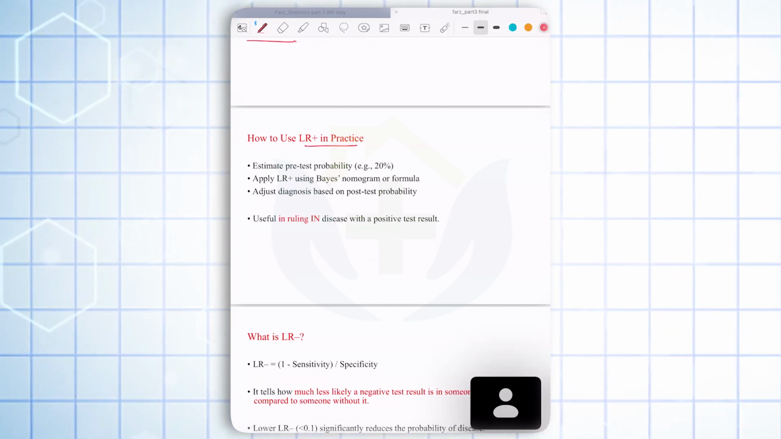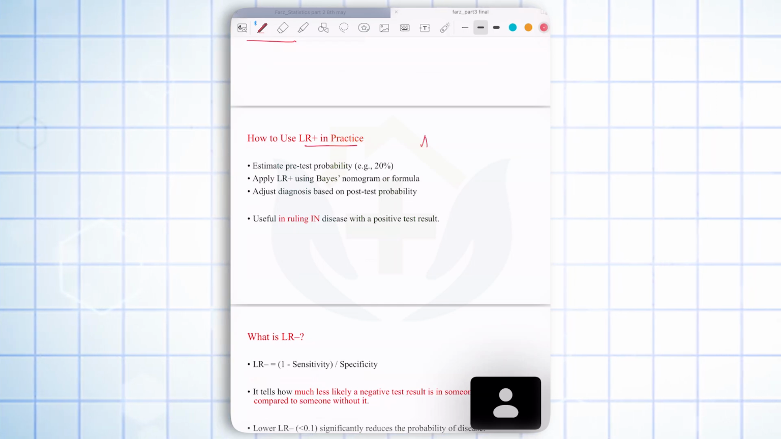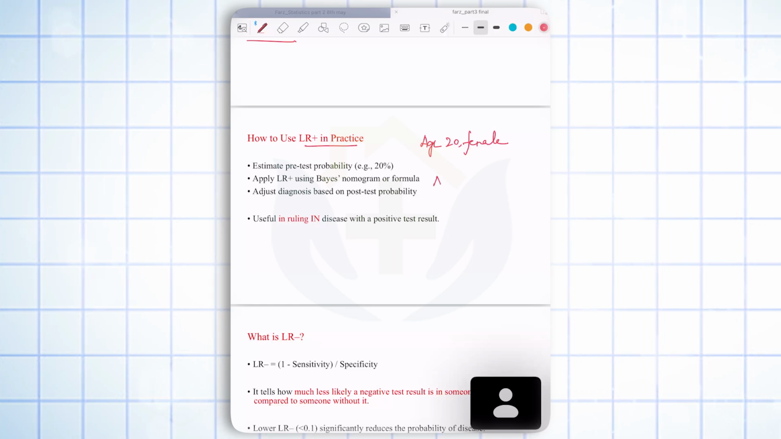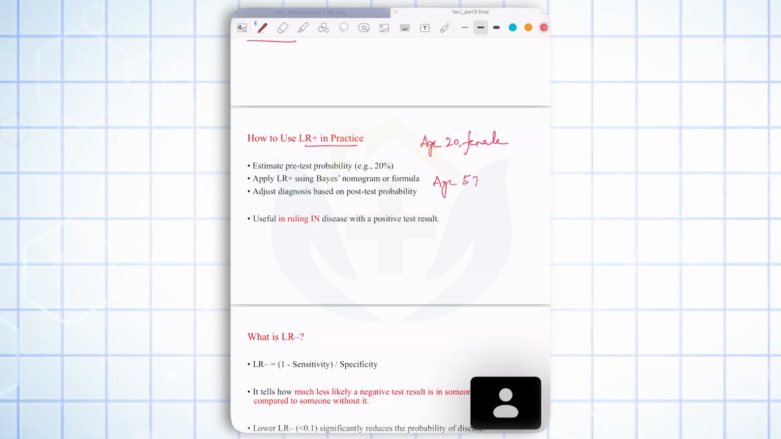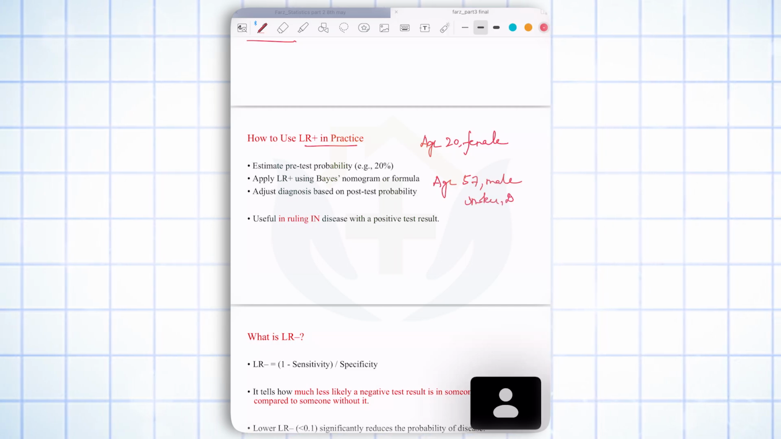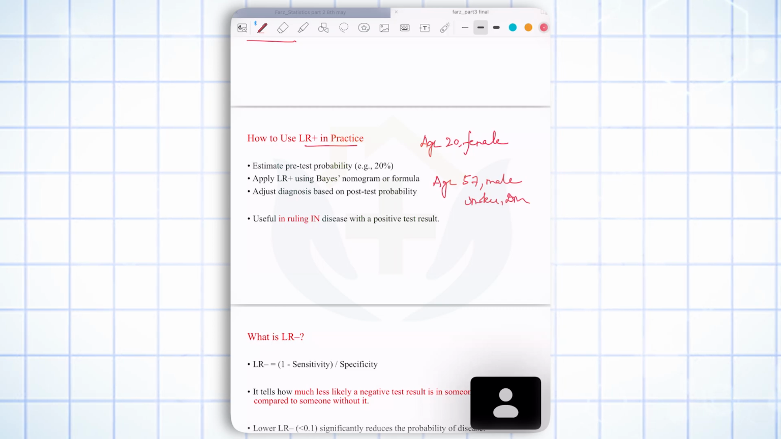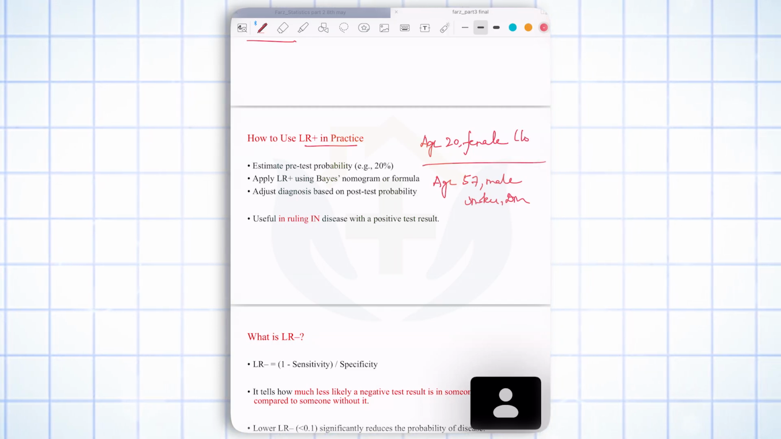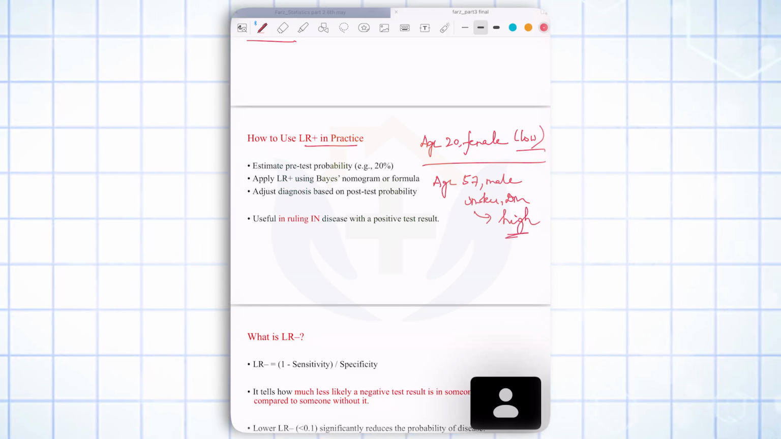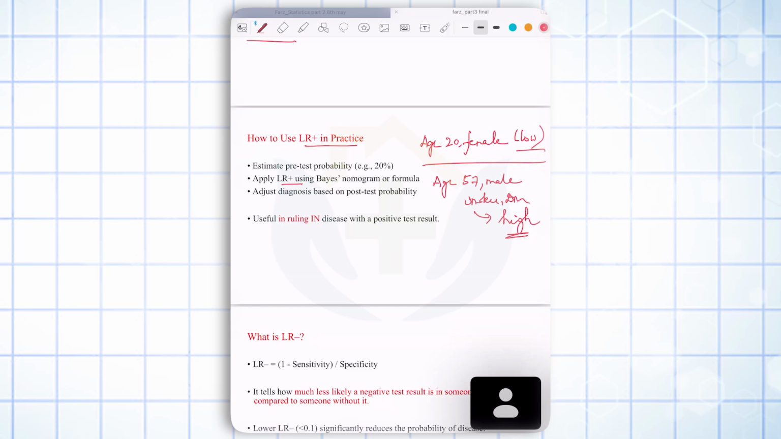First, estimate the pre-test probability. For example, let us take two patients. One patient is coming, age 20, female. Another patient is coming, age 57, male, smoker, diabetic. Who will have the high pre-test probability to have MI? The first is going to be low, obviously, and the second patient has a high pre-test probability to have an MI. So now I will use the likelihood ratio with the Bayes nomogram.